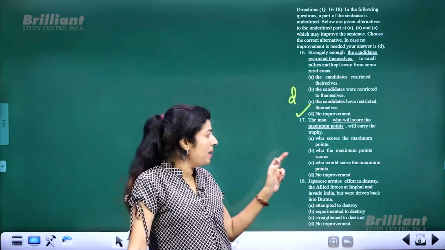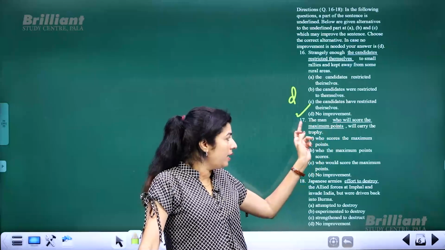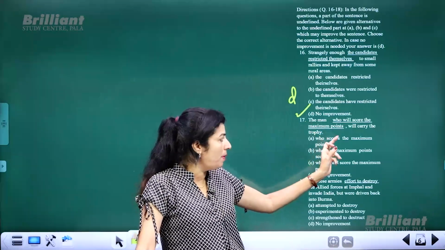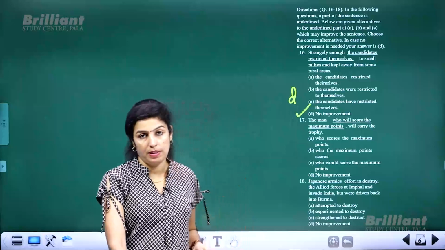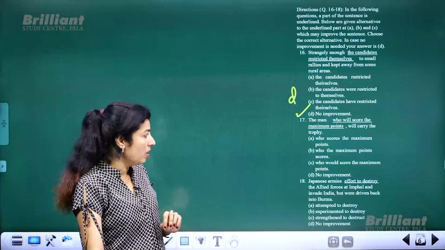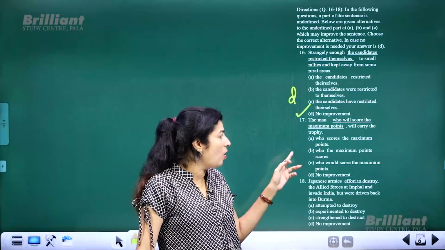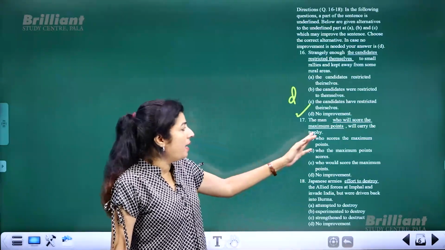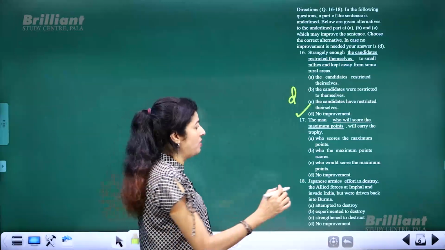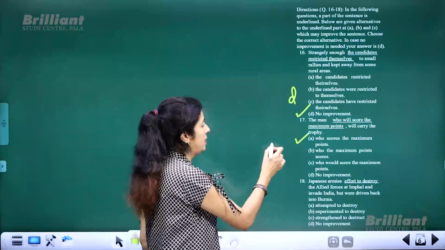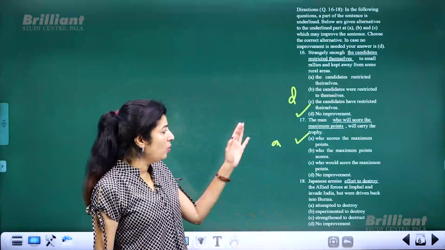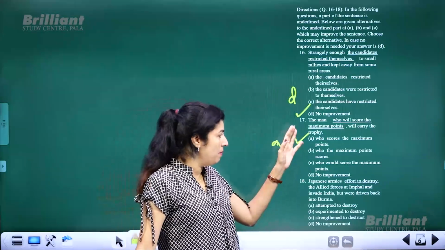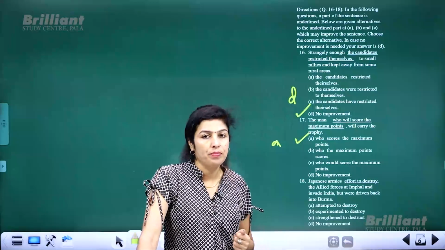Okay, so remember here, in both places where will is used in a clause, future possibility is used, so definitely it is wrong. So "who will score maximum points will carry the trophy" is wrong, but "the man who scores the maximum points," which is the first option, option number A.